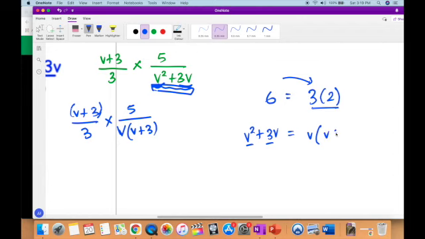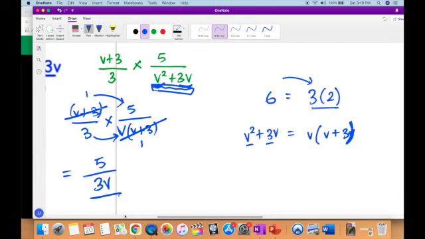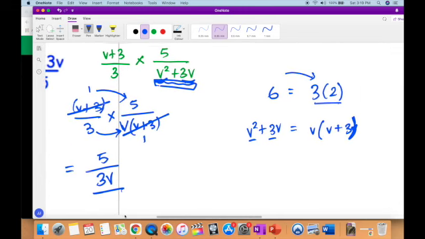v into v plus 3, yeah? Right. So now I have this 3v here, and this here could cancel, right? So this will be 1 and this will be 1. So now 1 times 5 is 5, right? And then I have 3 times v is 3v, and this is your answer. This is as simple as it gets, 5 over 3v.